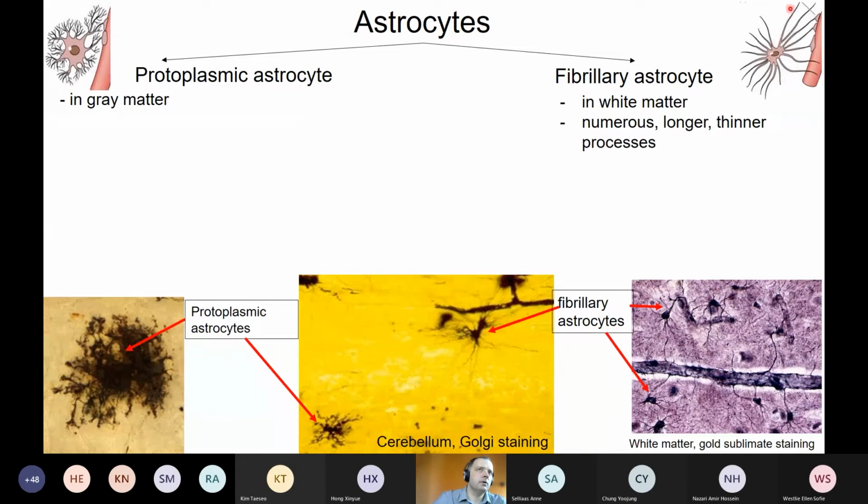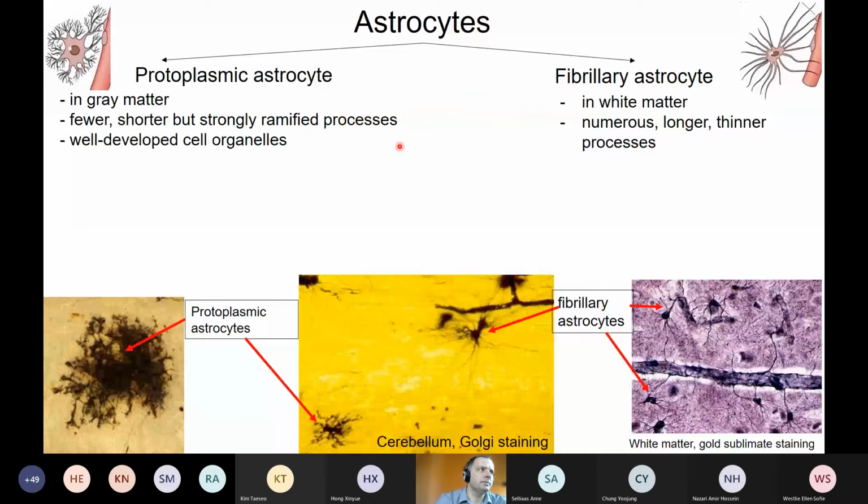So fibrillary astrocytes have more tiny, longer processes, and they are quite different compared to the protoplasmic ones, which have fewer but shorter processes, and they are much more strongly ramified. So you see it's like a bush or something. It's a really typical round, very tiny, several times ramified processes. Also here you can compare a protoplasmic with a fibrous or fibrillary astrocyte. The difference is, I think, obvious.